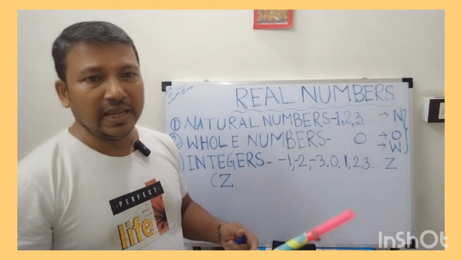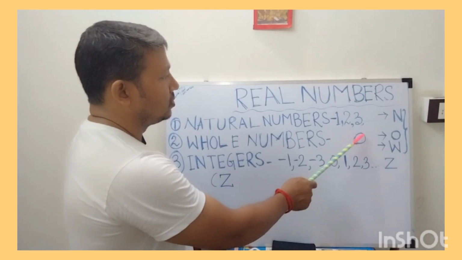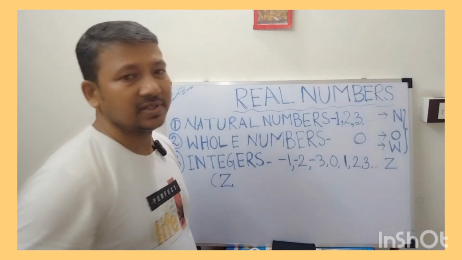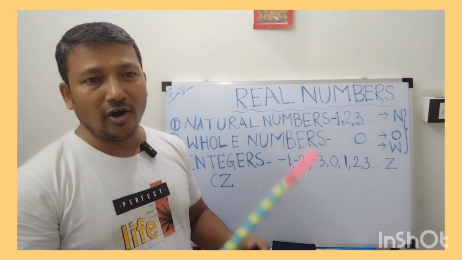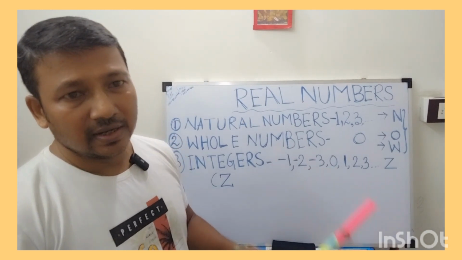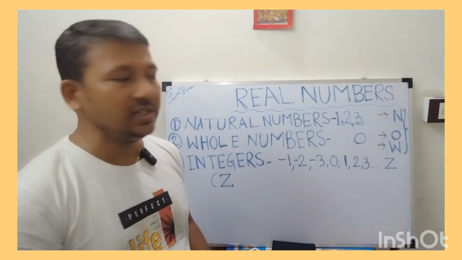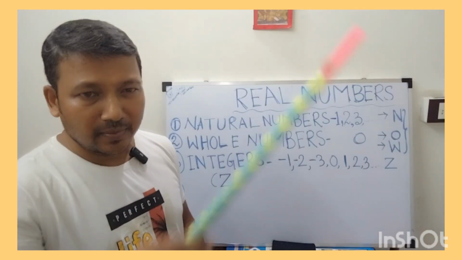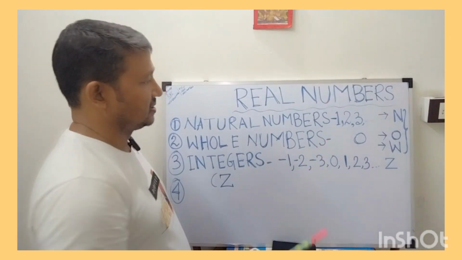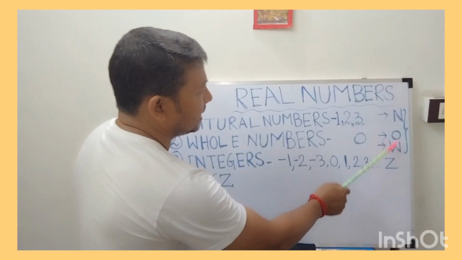Now, if we include the number 0 with natural numbers, then the family of these numbers will make the family of whole numbers. That is, if we include 0 with natural numbers, the numbers will be called whole numbers, and that will be denoted by W.